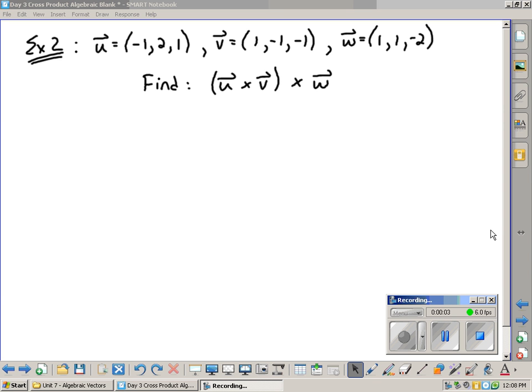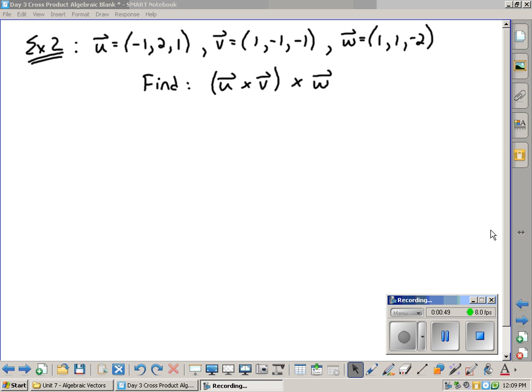Okay, so now we're going to do an example, and this example really is just a chance for us to practice using that little down products minus up products and find the cross product. So I'm giving you two vectors. The first vector is u, -1, 2, 1. Second vector is v, 1, -1, -1. And the third vector is w, 1, 1, -2. And I've asked you to find u cross v cross w. And so we'll do u cross v first, and then we'll take the answer from that and cross it with w.